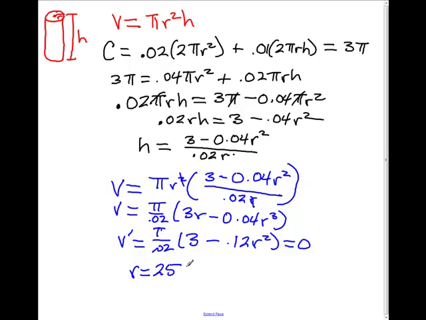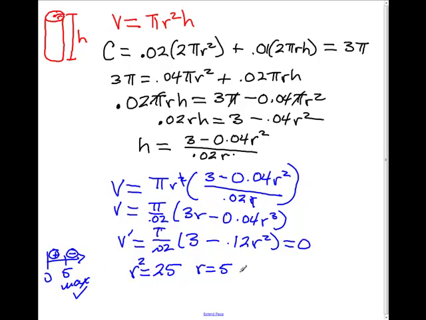If I set that equal to 0 and solve for r, I actually get r squared equals 25, or r equals 5. Okay? Well, maximizing that very quickly, is it maximizing or minimizing? Largest. So if we do that, we get a plus here if we do it correctly, and a minus here by plugging in. So we do have a max.